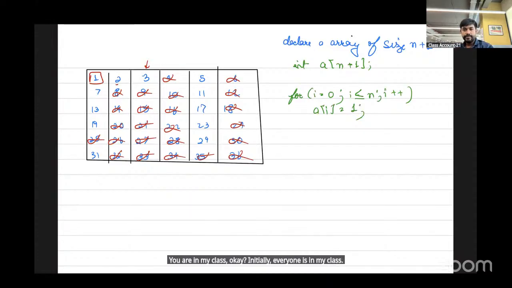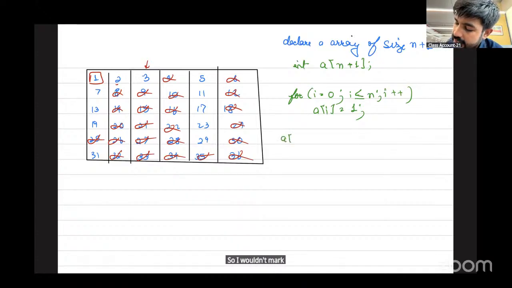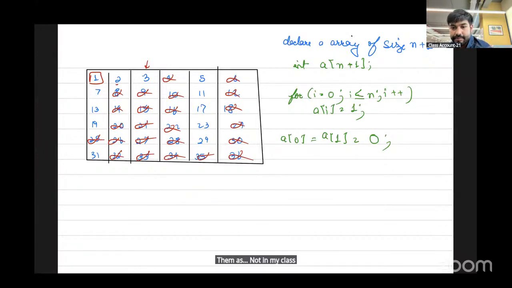Done. 1 is the teacher, so I would mark 0 and 1: a of 0 equals a of 1 equals 0, marking them as not in my class, because they are just staff. 0 is the staff, 1 is the teacher. Fair enough.